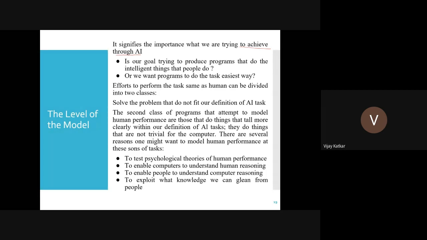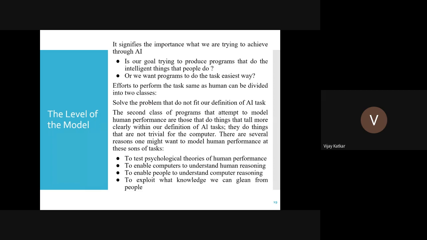And the next thing is you want a program to do a task in the easiest way. So these are two things. You want a program to do a task in the easiest way, or you want to do it using the intelligence that people are trying to implement. So these are the ways. So efforts to perform the task the same as a human can be divided into two classes. If you want it to work as a human is working, we can divide into two.